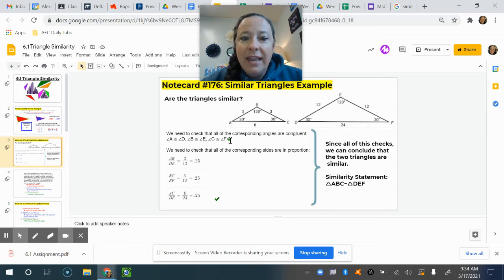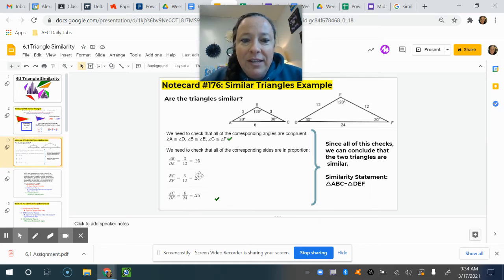Now we have to check that all the corresponding sides are in proportion. So what does that mean? I need to check the ratio of AB to DE, which is 3/12, which as a decimal is 0.25. And what I have to do is make sure that all of the other corresponding sides have a ratio of 0.25. And that means that they're all in proportion. And they do. So BC to EF is 3/12, so that's 0.25. And then AC to DF is 6/24, which is 0.25.